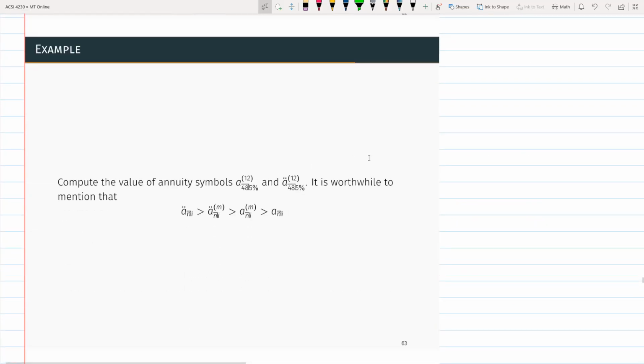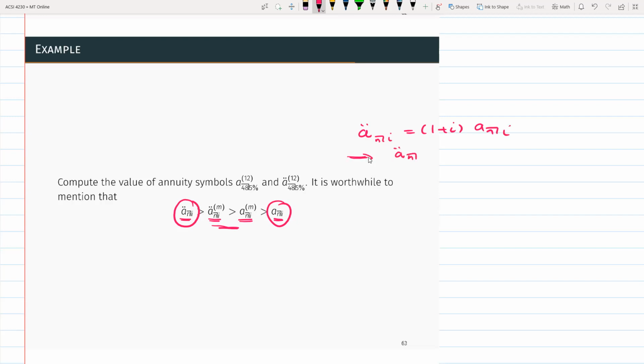Okay. So here you can see a relationship: a_{n|i} is smaller than a_{n|}^(m), which is smaller than this one, which is smaller than that one. So these two are in the end, left and right, and then in between you have this. Of course, if you remember, a double dot n|i is (1+i) times a_{n|i}. So right away, this proves that a double dot n is bigger than a_{n|i}, because this one you are multiplying by more than 1. Okay, so then the rest you can try to prove yourself, why this relationship holds.